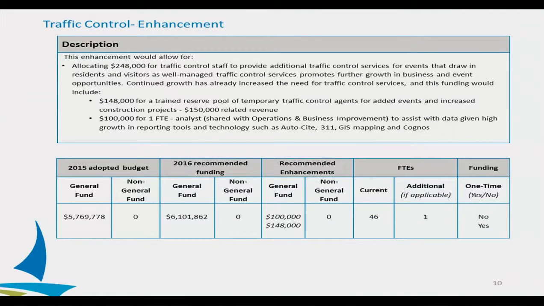The first of those is one-time money, which is $148,000 associated with a training pool of reserve part-time traffic control agents to deal with workload associated with added events and increased construction projects. This enhancement will make it easier for us to do our core work of intersection control and parking enforcement. Additionally, there's an ongoing enhancement in the mayor's recommended budget for $100,000, which is for an FTE to be shared with the Operations and Business Improvement Division and to work on data analysis.